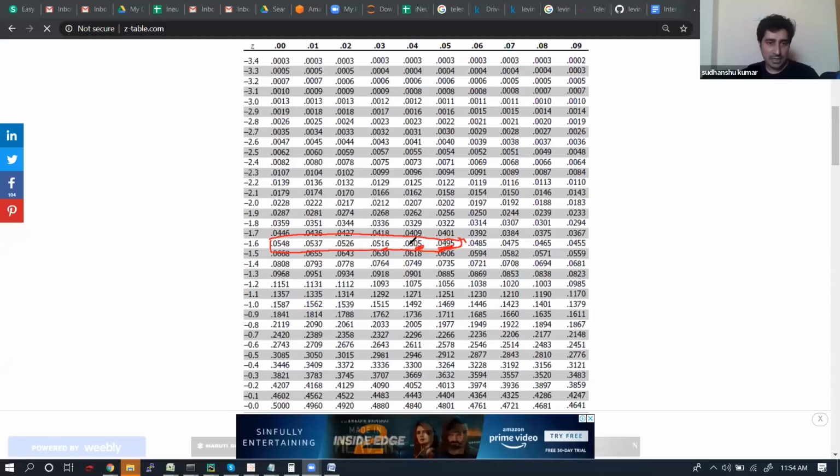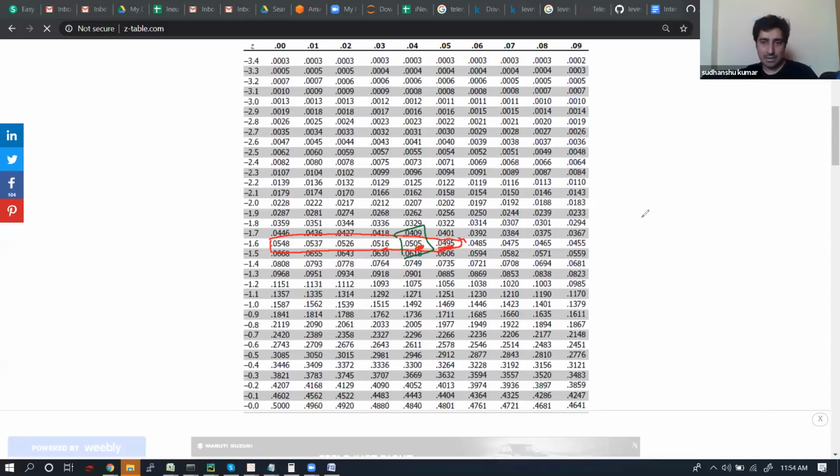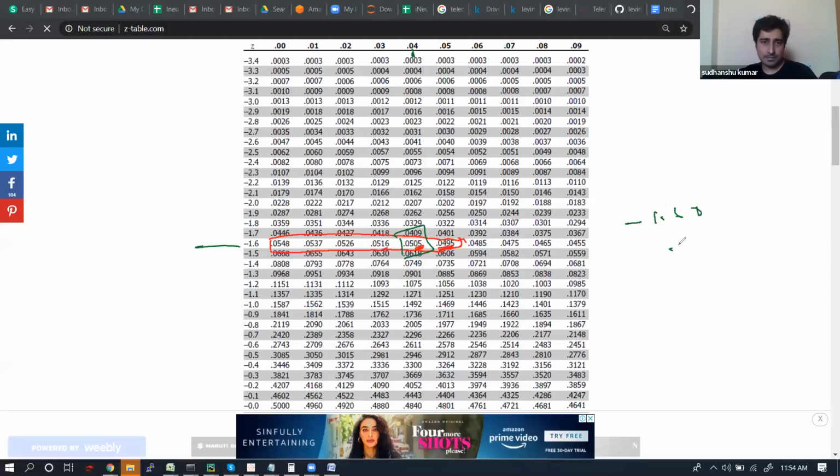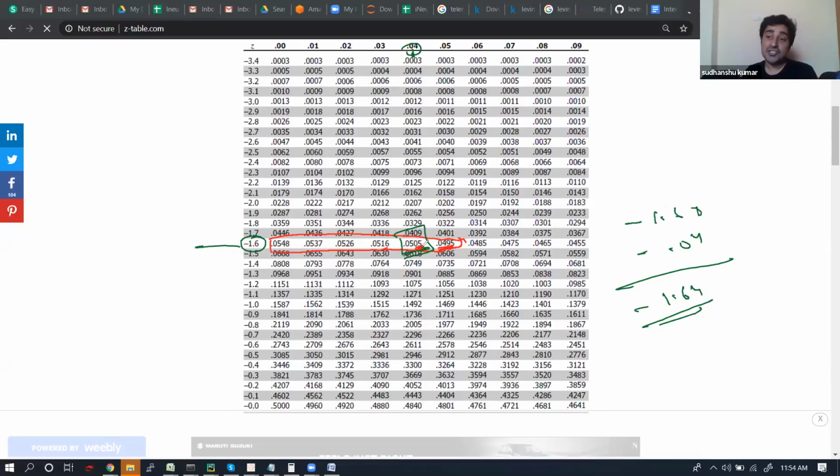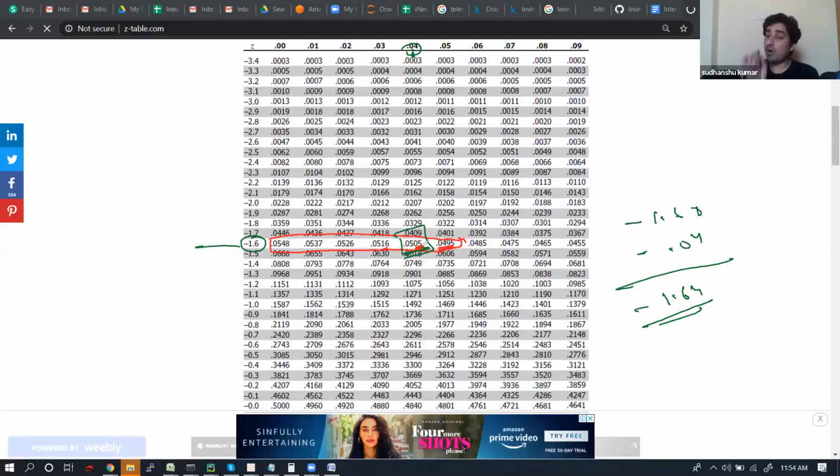Basically, I will look into this particular area part. If I pick maybe this value, this value is a combination of this and this. It's nothing but 1.60 plus 0.04, so it's 1.64. So 5%, or 0.05 area, will be occupied by which Z value? It will be occupied by minus 1.64, meaning the normalized value is minus 1.64. So fine, we are able to find the Z for 5% from the table itself.